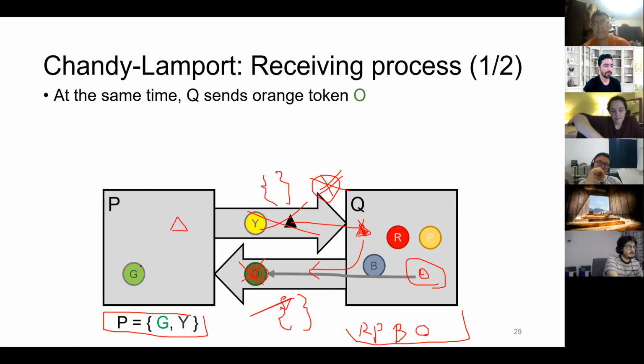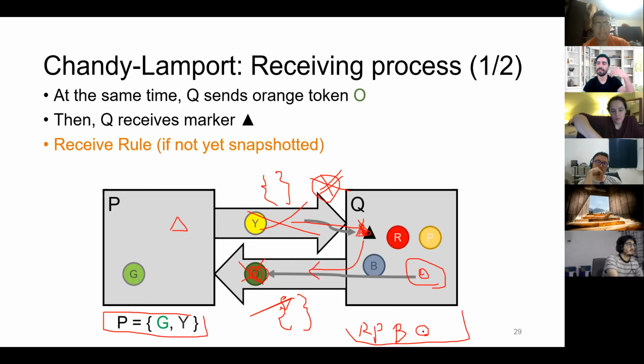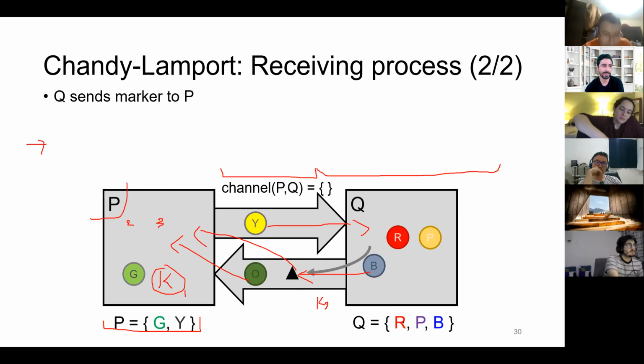Okay. Now you have all the tokens. There is no missing token. You have G, Y, R, P, B, O. There is no missing token. Okay, I got it. So I said, you can consider any scenario, just follow the rules of sending and receiving. You're going to end up having the perfect snapshot.